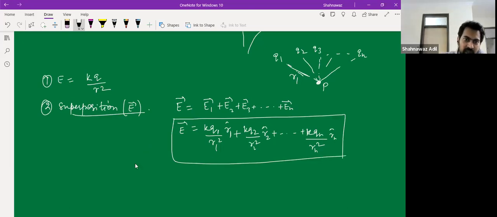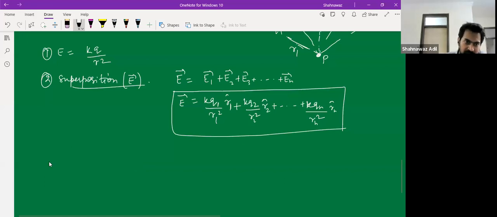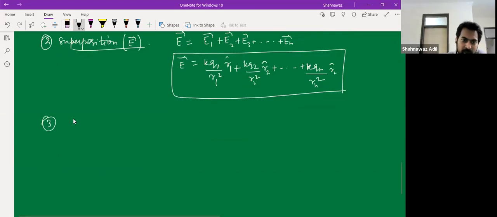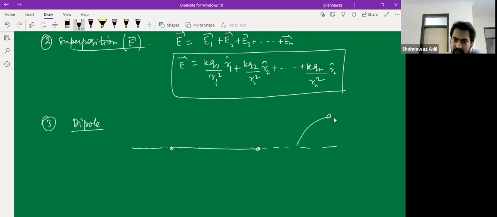And then you have the electric field due to a dipole. You already learned that we can calculate the electric field of the dipole in two places. One would be at this line, the axial line, and let's say at this point you calculate from this value, this is R. And let's say you calculate at this point.